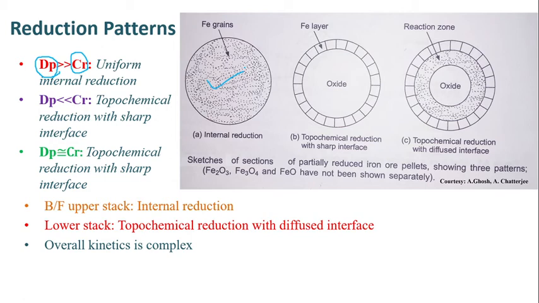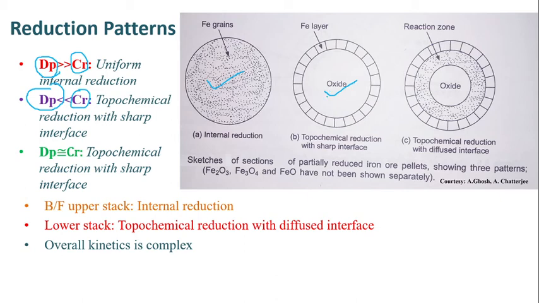And the second one is topochemical reduction with sharp interface. When does it happen? When the above condition is reversed. That means diffusion through pores is slower than the chemical reaction rate. So topochemical reduction with sharp interface will be seen, and we will see this type of structure when the particle is large enough, or the temperature is high enough, or the porosity is less.